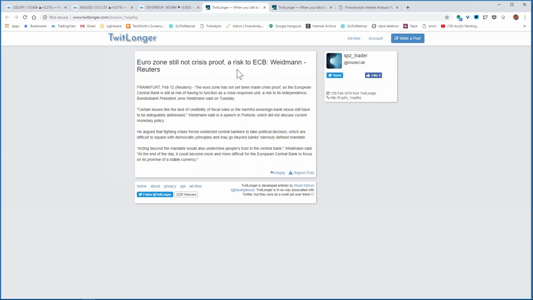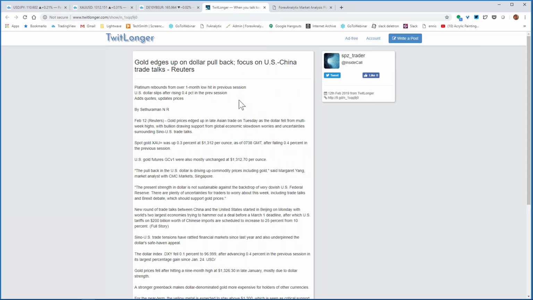The reason I posted this is because really that opens the door for even the euro to move a little bit lower. And lastly, just a quick touch on gold. It edges up on the dollar pullback.